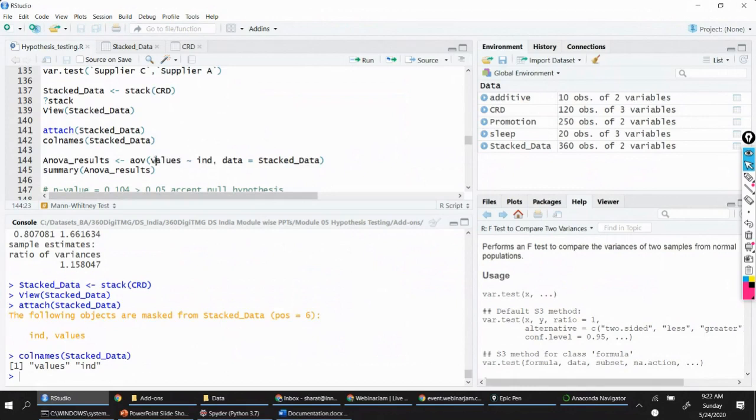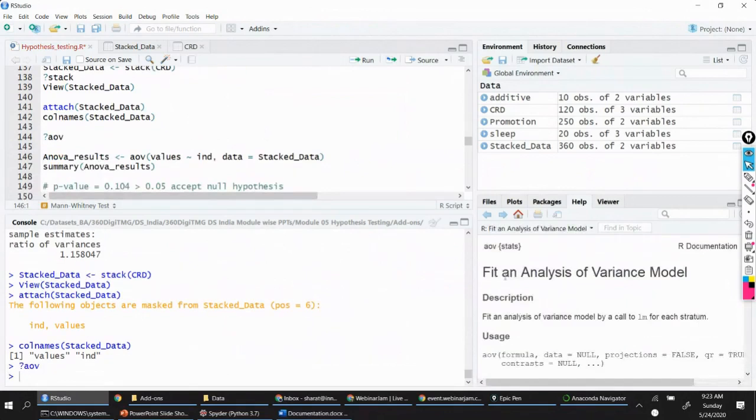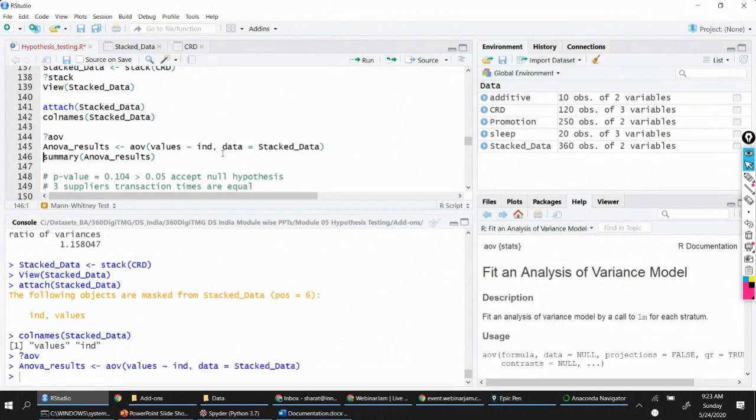And the ANOVA test that we are performing, we do the aov test. AOV basically is ANOVA. Do a question mark and just fit an analysis of variance model. So we are trying to fit that model. But before this, remember the hypothesis that we have framed? All the sample means for the transaction times are equal for the 3 samples, and the alternative hypothesis says at least 1 sample is not equal. Perform that, and we do a summary of the results, which basically shows the p-value.